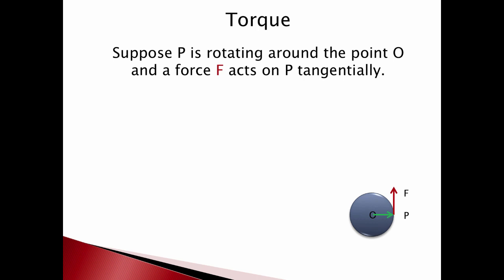Then the torque is given by taking the cross product of the vector from the center to the point on the wheel, the vector OP, crossing it with the force, and then taking the norm of what's left of that cross product. So that's cool, right? Cross products give us torque. Dot products gave us work. So you can see, of course, why this shows up in physics so often.